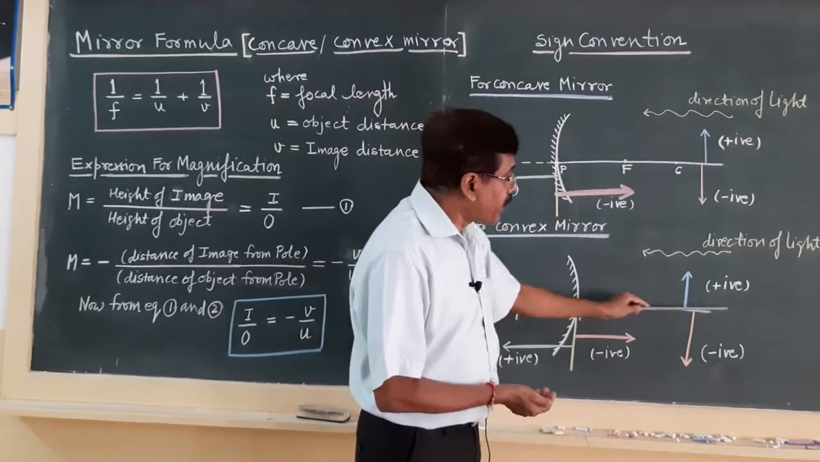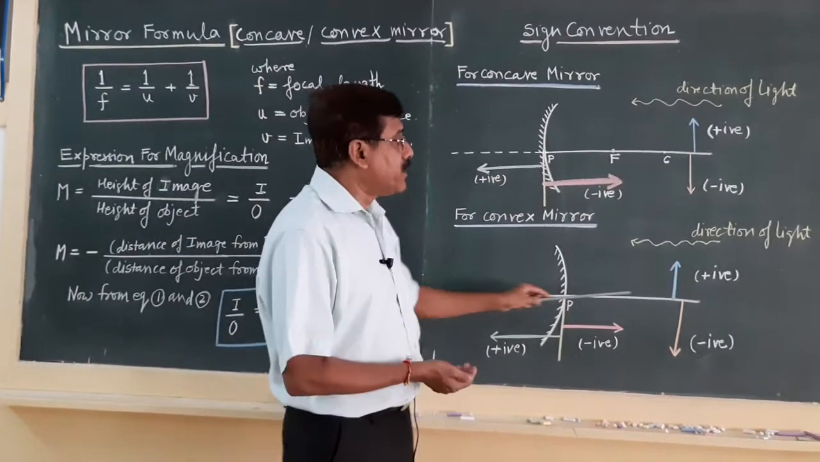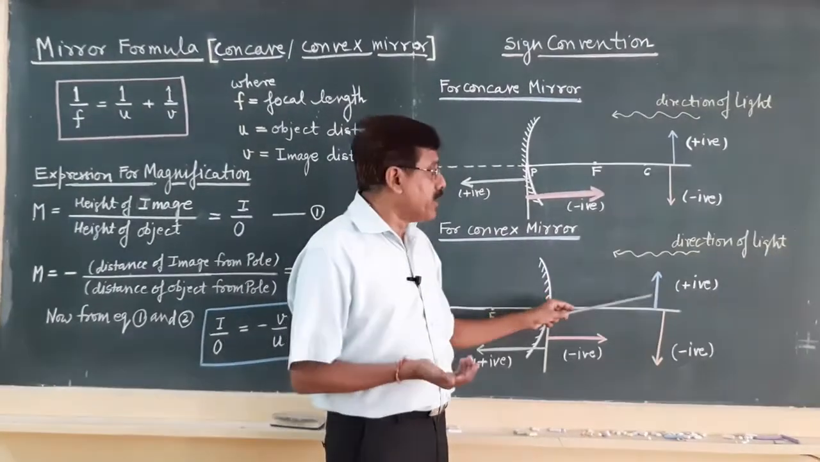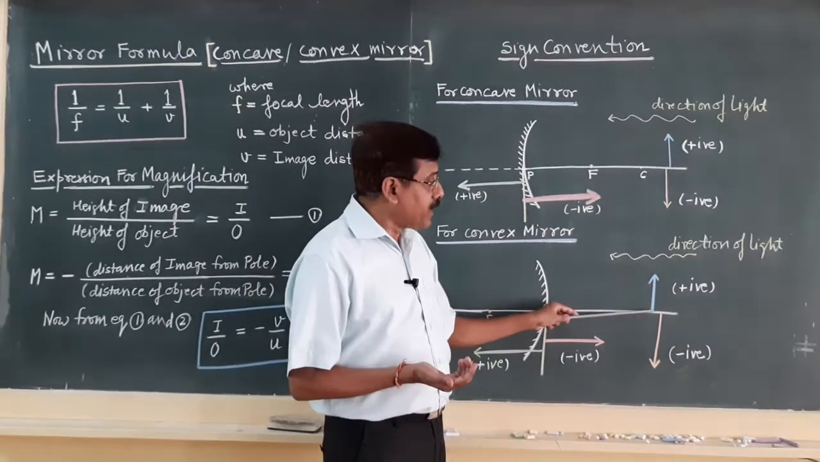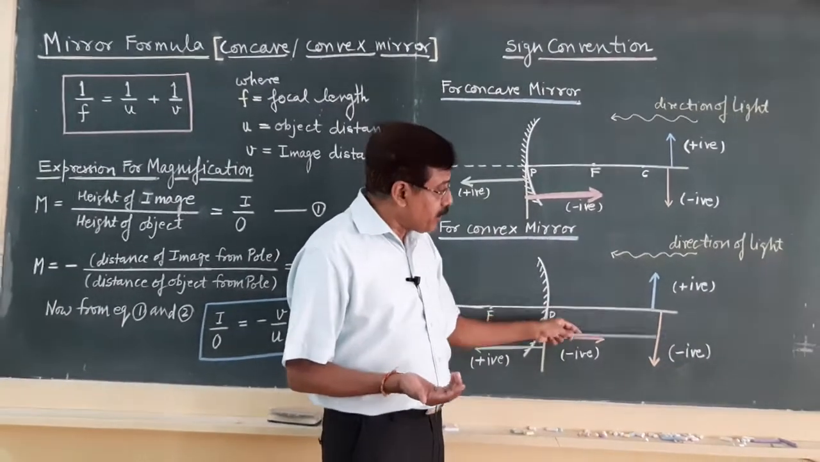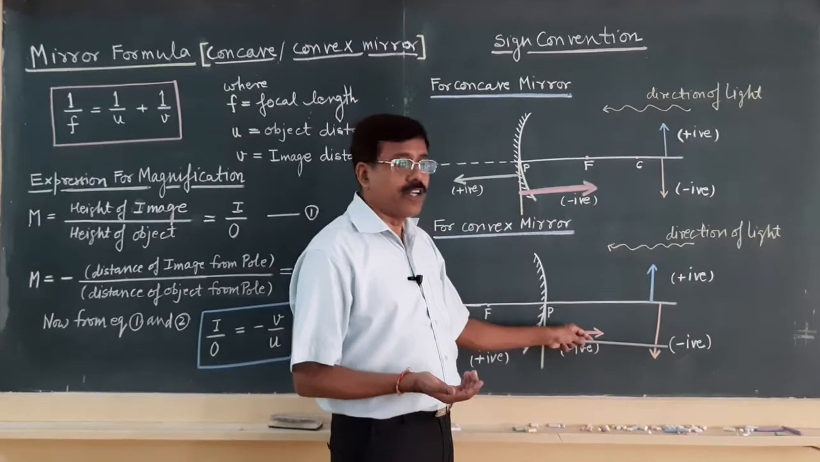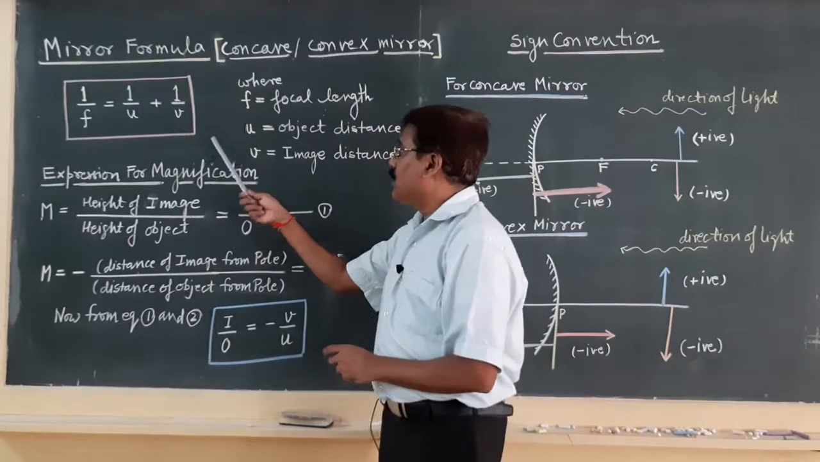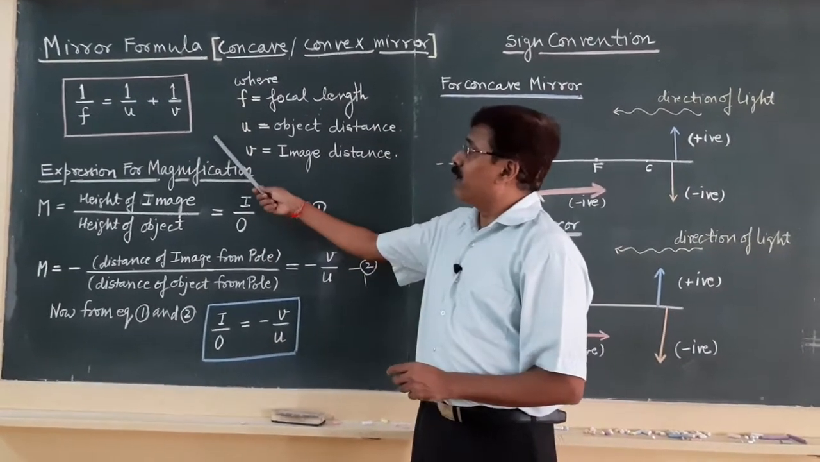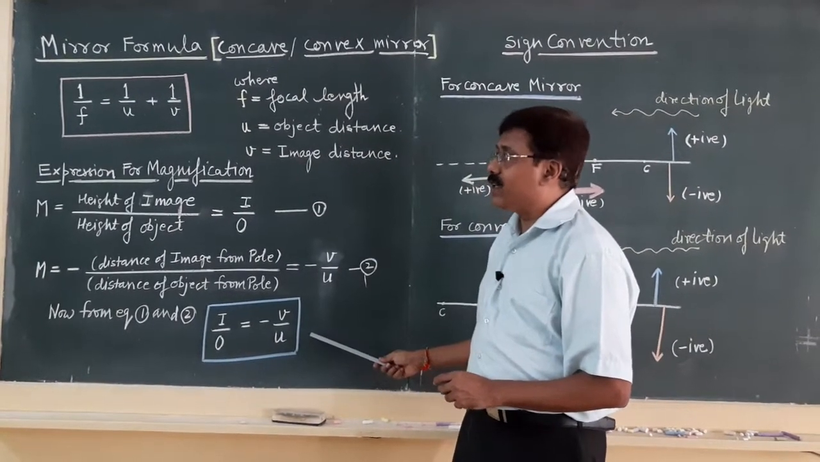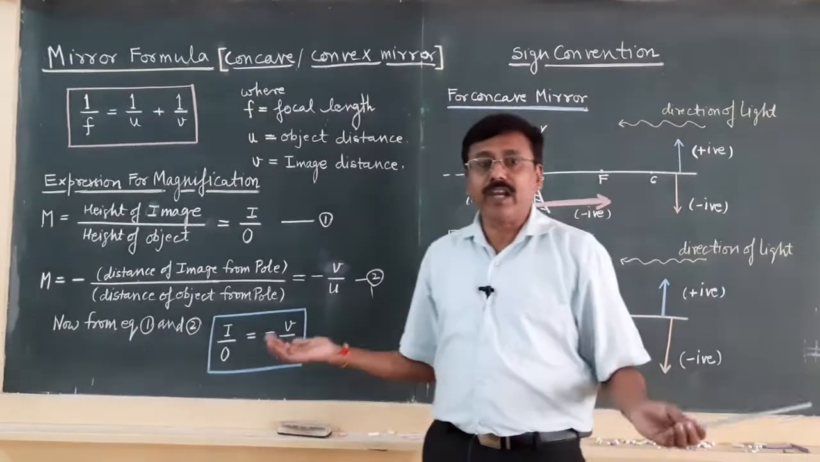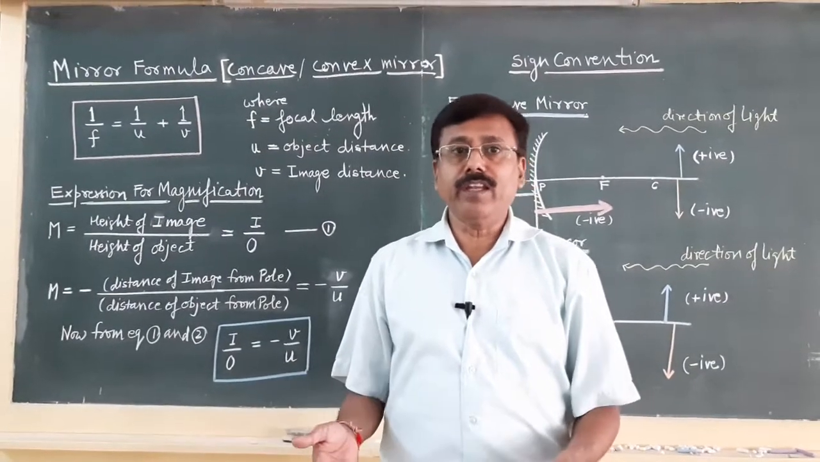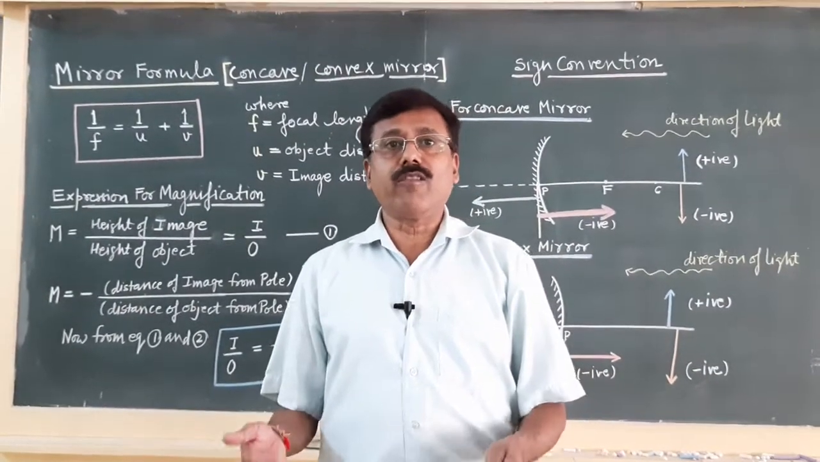Again, the principal axis is the reference level. The heights above the principal axis, either object or image, are taken with positive sign, and the heights of the object as well as image below the principal axis are taken as negative. So, these are the sign convention and these are the two important relations, that is the mirror formula and magnification expression. With the help of sign convention and these formulas, you can solve without any problem any numerical related to the concave or convex mirror.